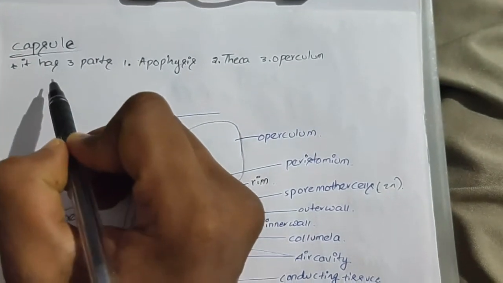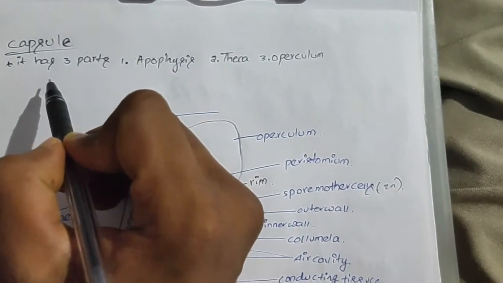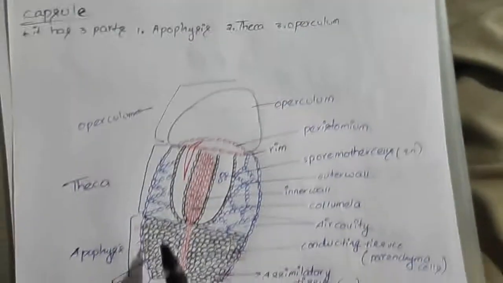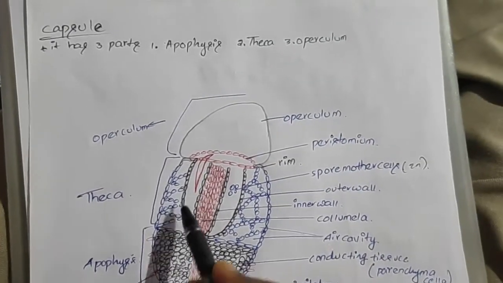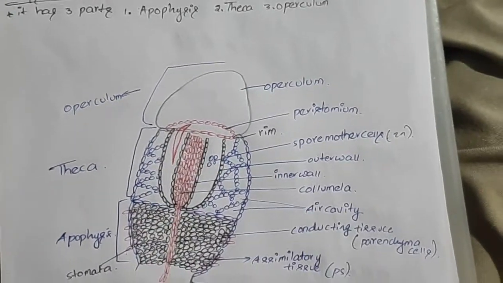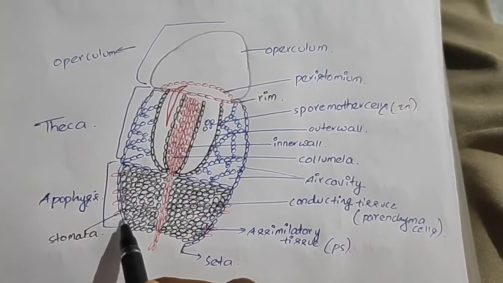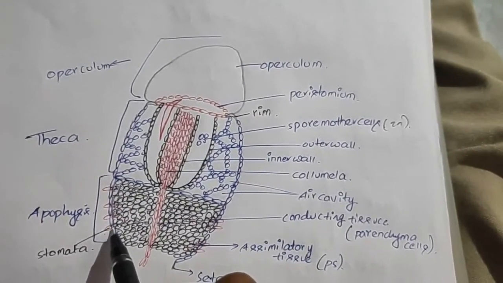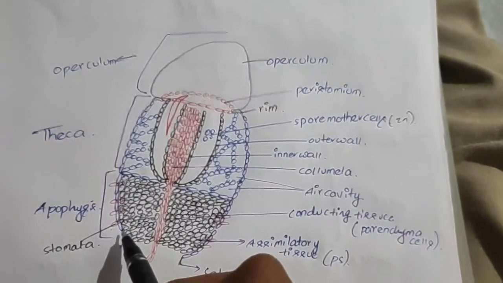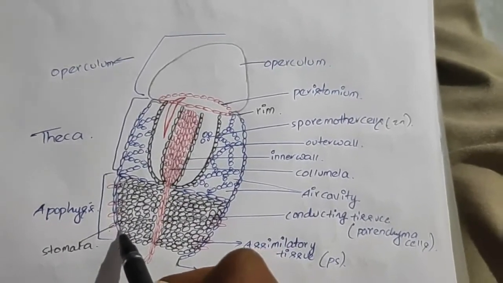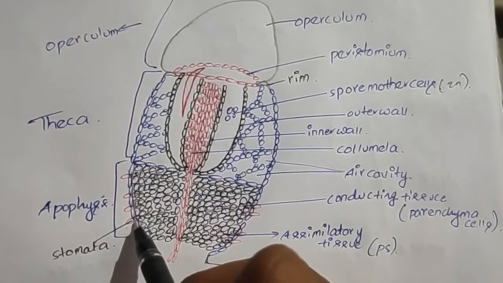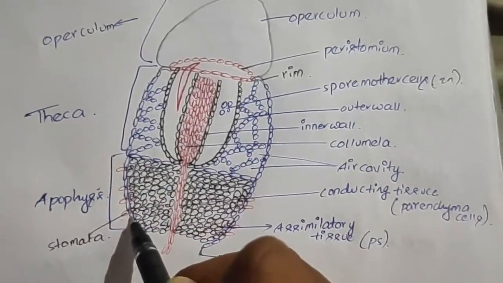This capsule is a complex structure, and spore formation takes place in this capsule. This capsule has three parts: the apophysis part, the theca part, and the operculum part. The outer layer of the capsule is made of parenchyma cells. These are arranged compactly and intercellular spaces are absent, so it looks flat. And in between these parenchyma cells, stomata are present. These stomata help in photosynthesis.